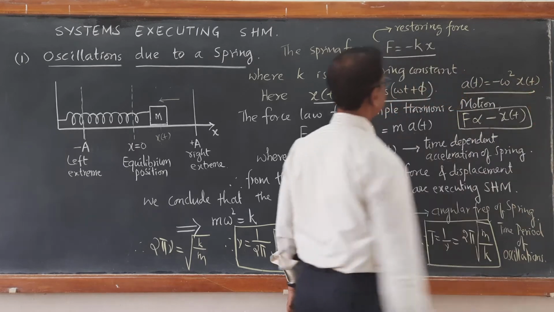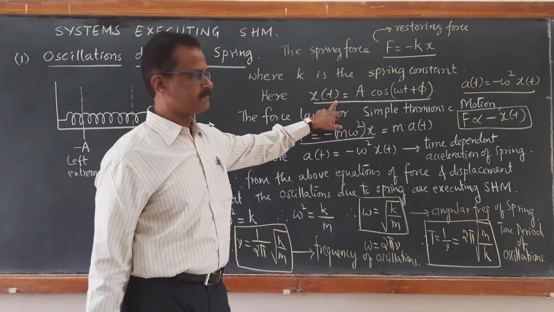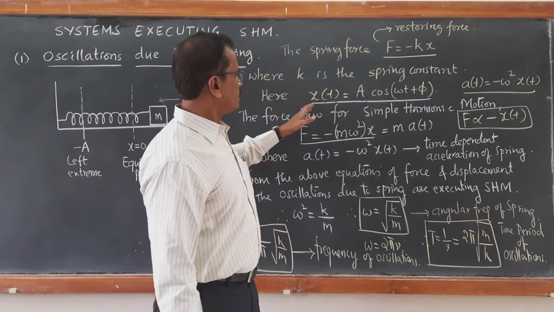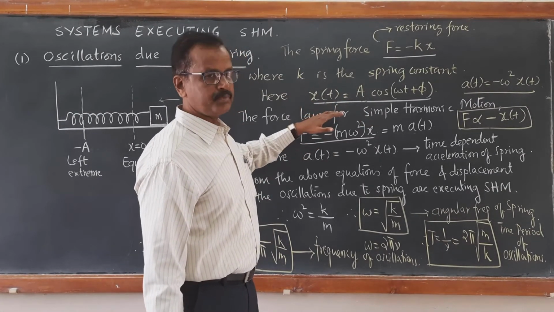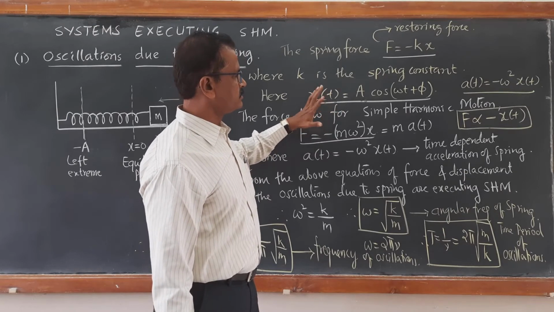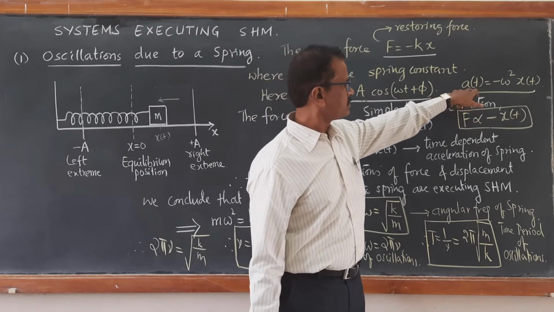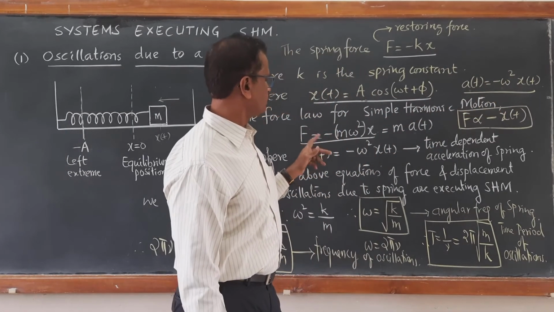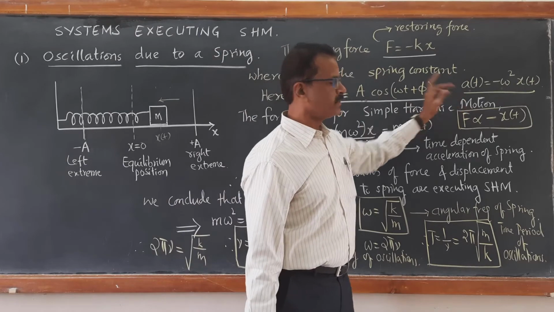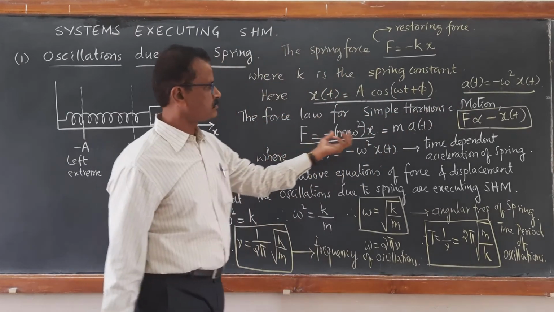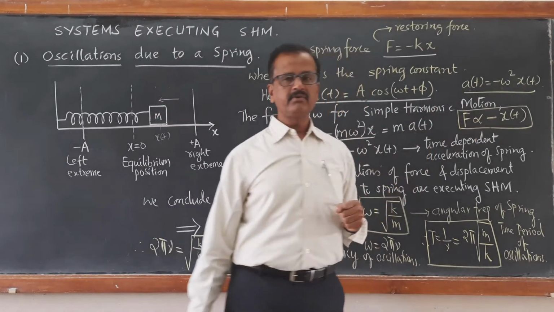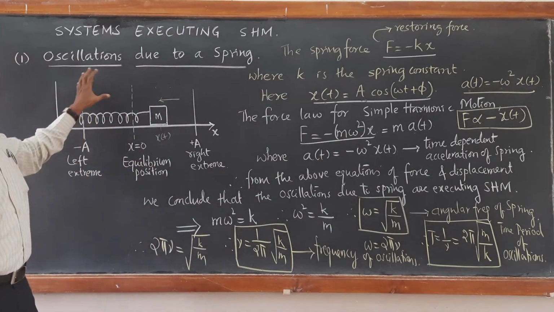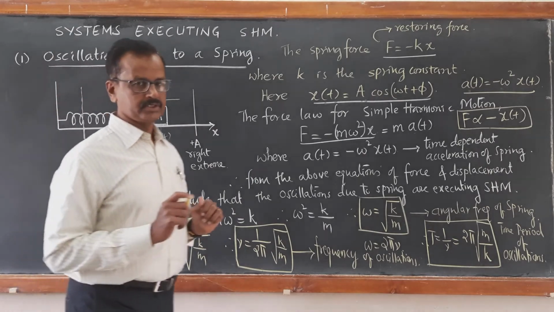We have proved this. If you differentiate this equation two times, dx by dt gives us speed, and then dv by dt, differentiation of speed with respect to time, gives us acceleration, and then we get this equation. From this we can write, multiplying it with mass m, we get the force law. Force is directly proportional to negative of displacement. That's how we prove that oscillations of a spring are simple harmonic in nature.